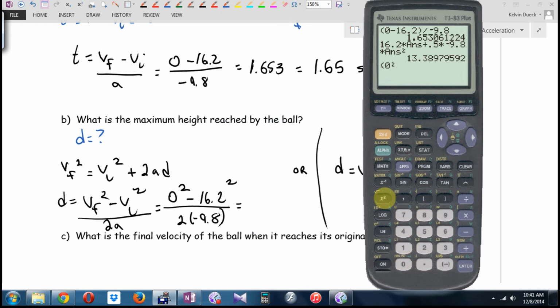0 squared. By the way, 0 squared is just 0, so if you just put a 0 there, that's fine. I'll put the squared because it terrifies kids if I don't, but for what it's worth, if you want to be lazy, go ahead. Divided by bracket 2 times negative 9.8. 13.4? Oh, in fact, because I used my answer button, these match exactly using the D equals VIT.